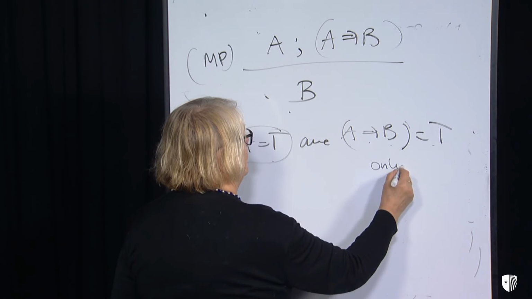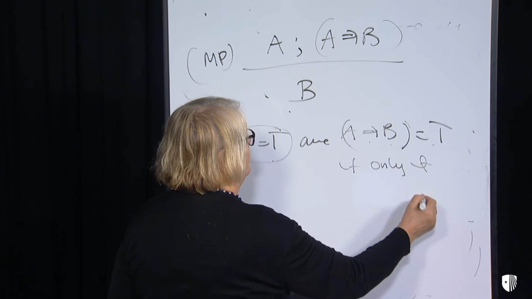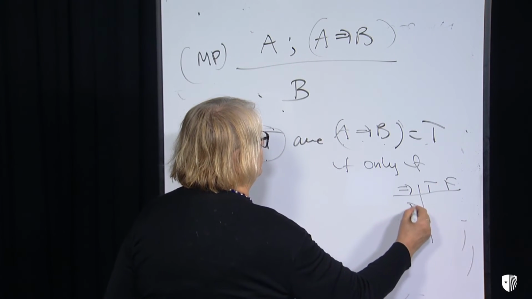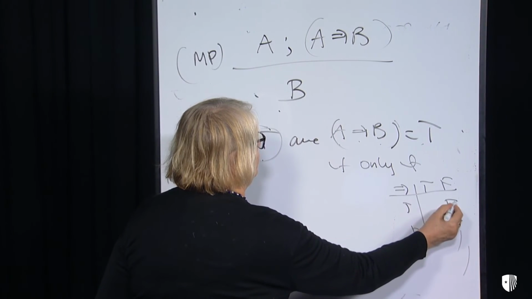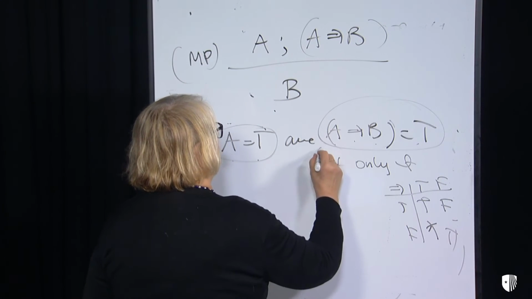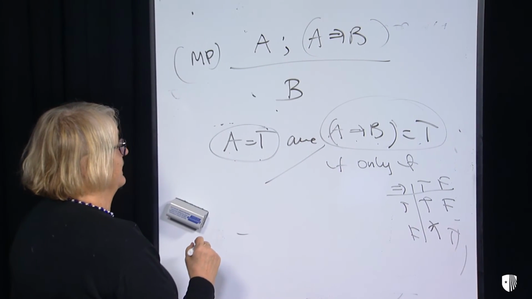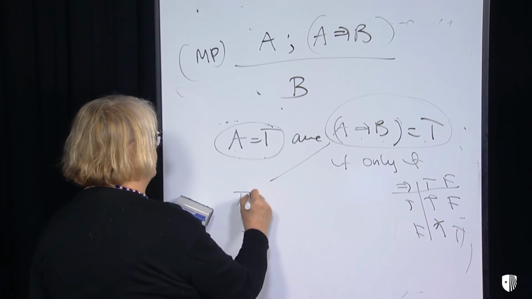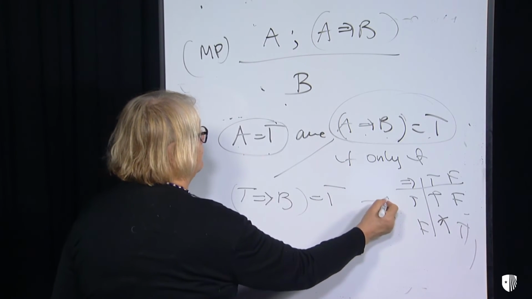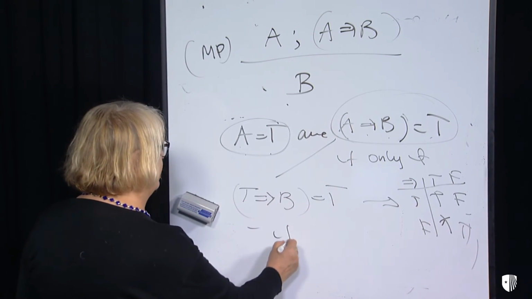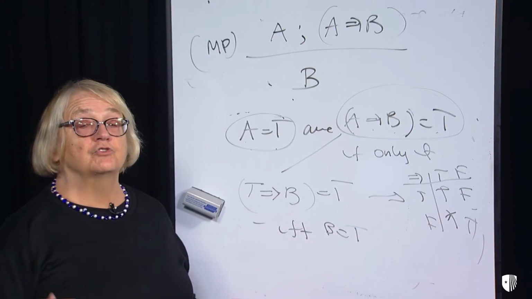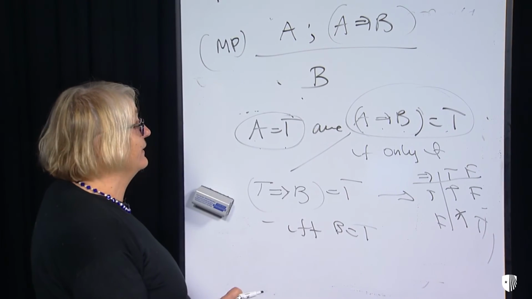By definition of our implication, just to remind, TF is false and true in all other cases. So this is true when A is true. It means true implies B is true, by definition of implication, if and only if B is true. So that is the proof of soundness of modus ponens.